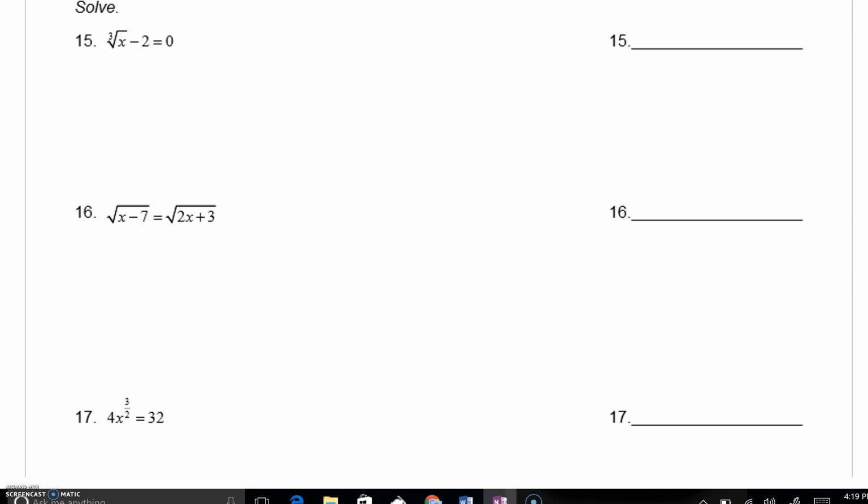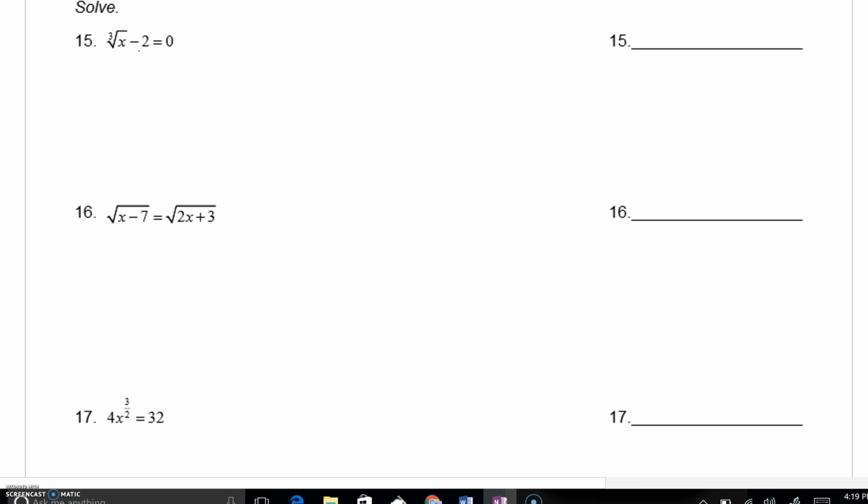The last part of our Chapter 7 practice test, we're solving radical equations. You have to do a check, although I'll tell you what, for number 15, because you have an odd root, you can actually get away with not doing a check. You don't have to do a check here. Certainly you're always able to.